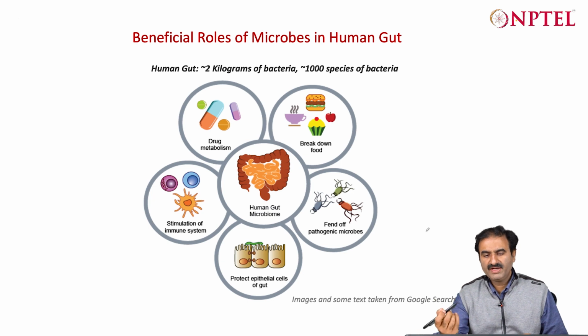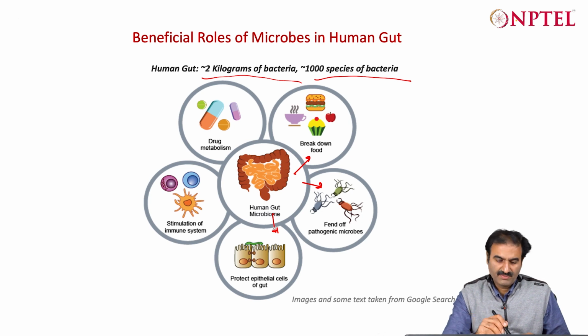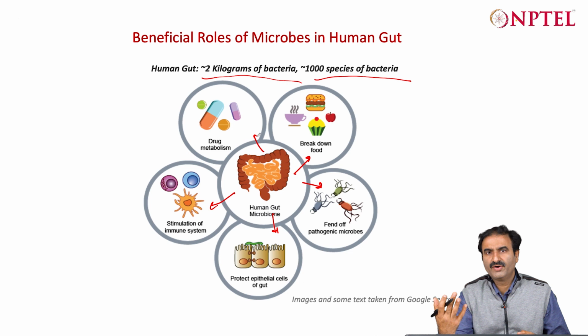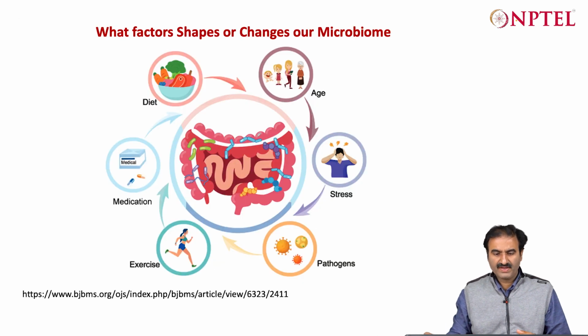Particularly in the gut, you have almost 2 kilograms of microbes, more than 1,000 species, which break down your food, protect us against pathogenic microbes in the gut, protect our epithelial lining by forming a biofilm, stimulate the immune system, which is a very important role, and also metabolize various drugs. Their dysbiosis causes a lot of diseases such as IBD, Crohn's disease or inflammatory bowel disease, rheumatoid arthritis, and also cardiovascular diseases.